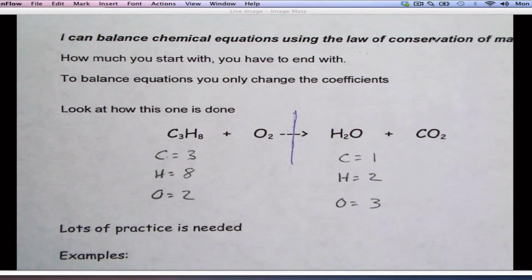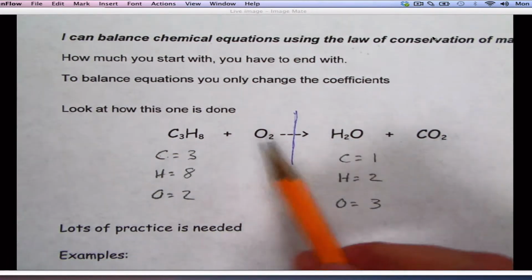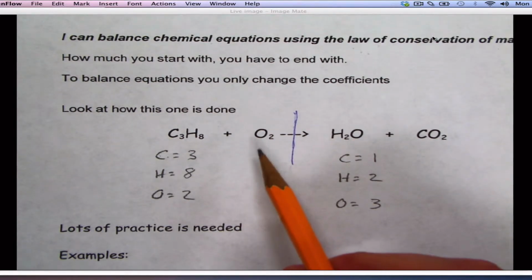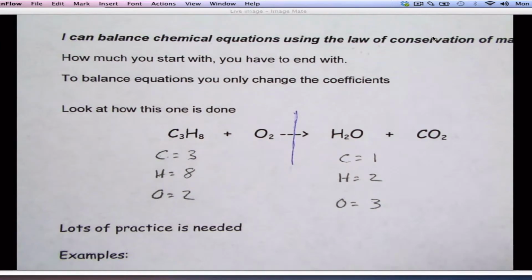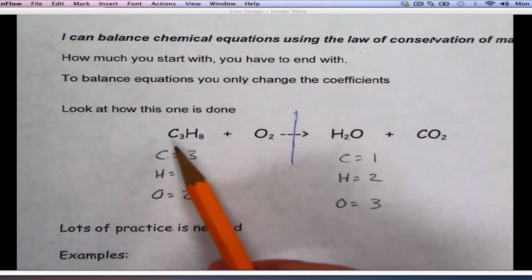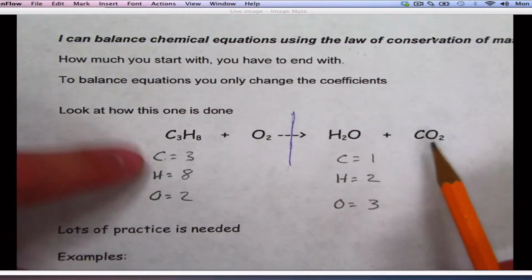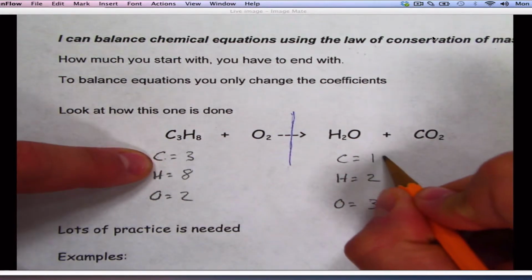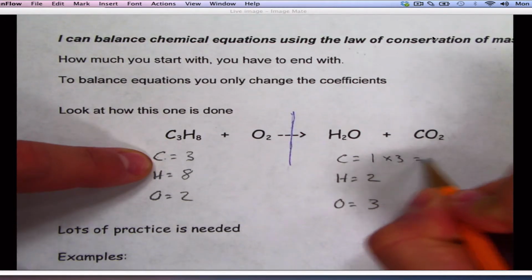Rule of thumb, when you're doing this, always save oxygens for last. Okay? So, save oxygens for last. Trust me, it'll work out a lot better. And I would do like your metals first. All right, so first one I would say is like, let's do carbon. All right, we know carbon's not balanced. In other words, they're not the same number. We have 3 here and we have 1 here. So the best thing to do, well, to make that even, I'll times this by 3. And that'll make this 3.